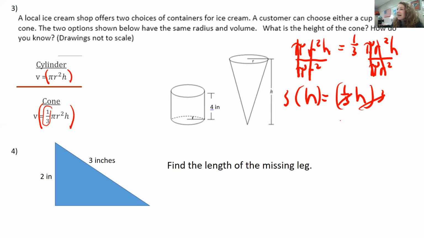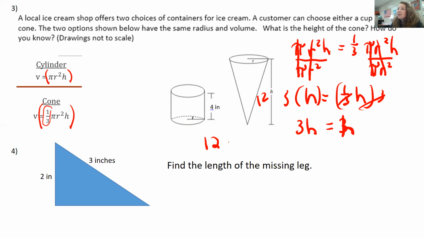That means the height of the cone is 3 times the height of the cylinder. Well, if the cylinder's height is 4, that means the height of the cone has to be 3 times 4, which is 12 inches.